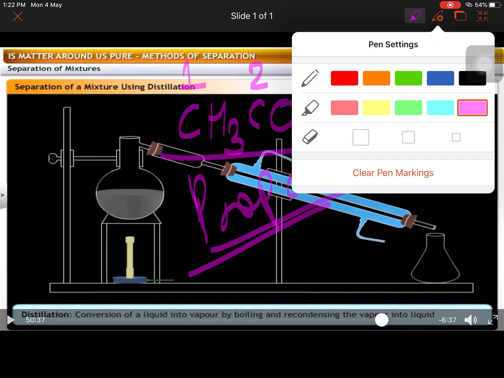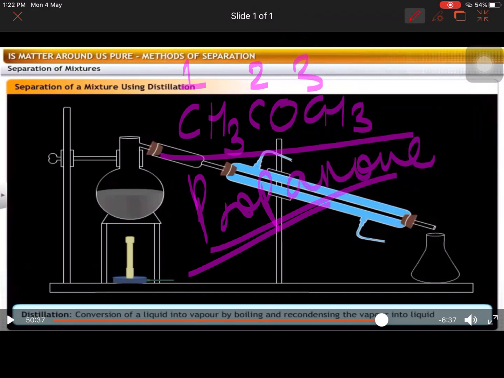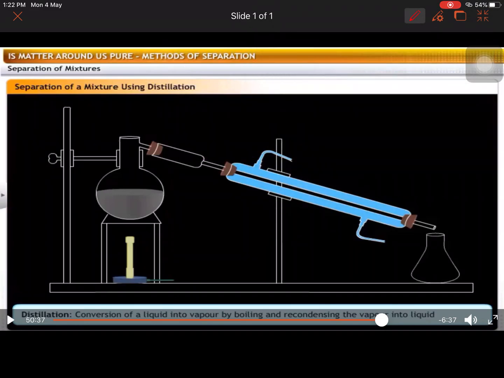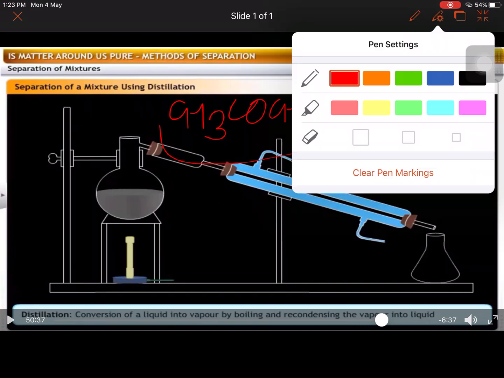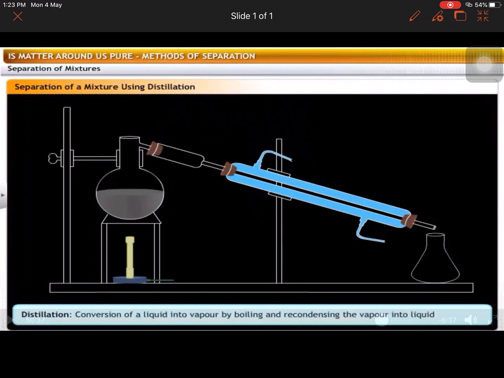Now, the mixture of acetone, that means CH3COCH3 plus water. You have to separate acetone and water. So look at the setup. What you have to do is draw the setup in your copies and write down properly the methods used in it.